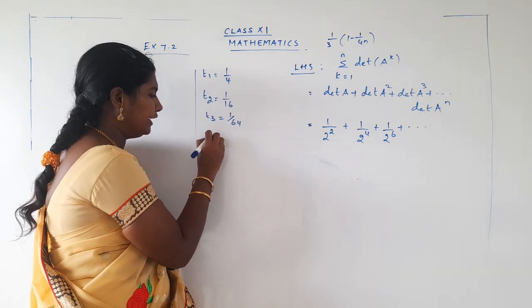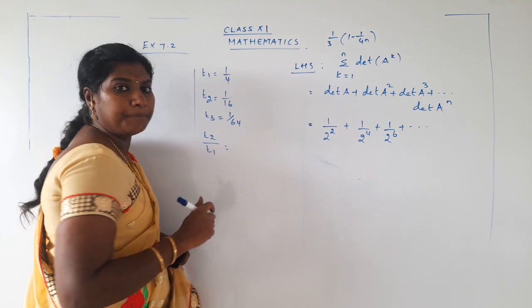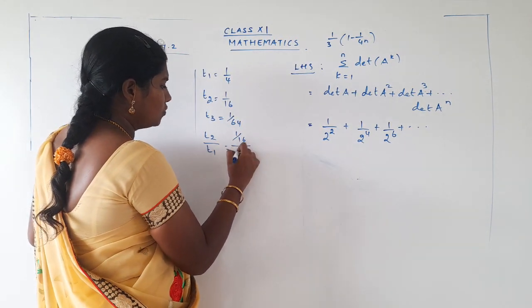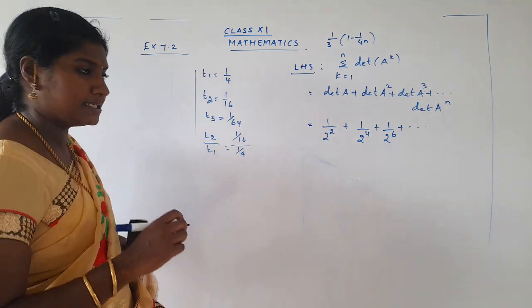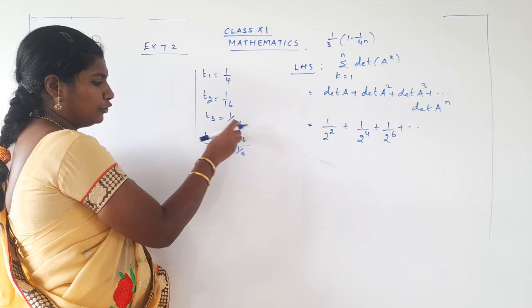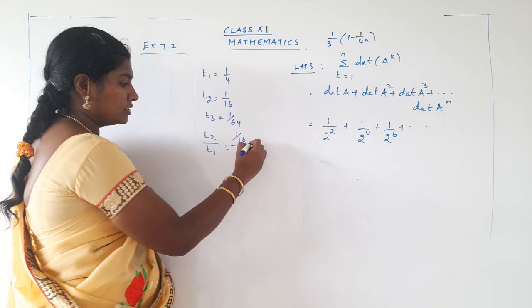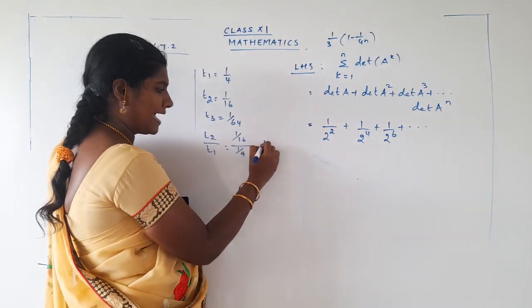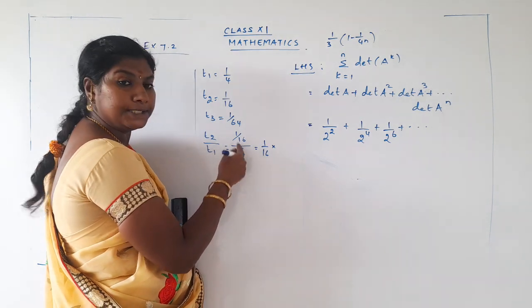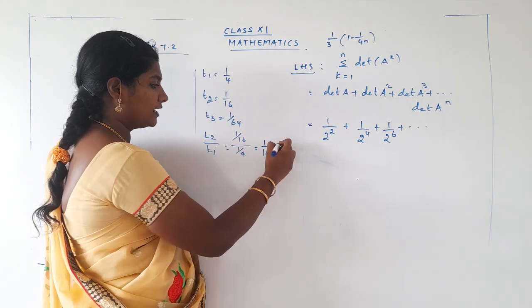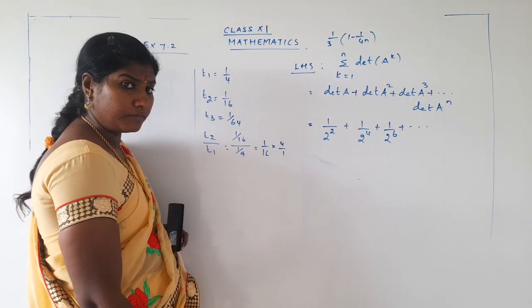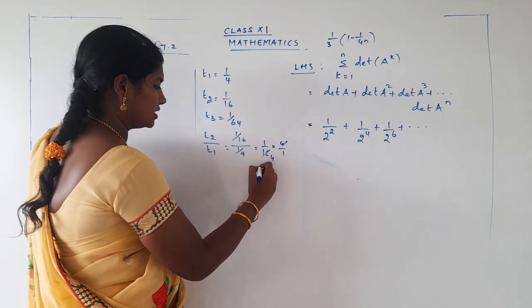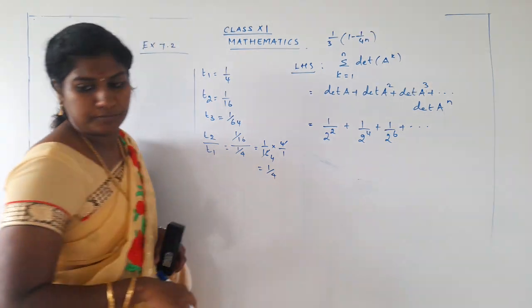Okay, I'll find T2 upon T1 first. What is T2 upon T1? 1 upon 16 upon 1 upon 4. Very easy, I have just substituted the value for T2 and the value for T1. So this is a fraction upon a fraction. Write the numerator part as it is, and you have to take the reciprocal of the denominator. So this becomes 4 upon 1. So what do I get? 4 ones are 4, 4 fours are 16. So this is 1 upon 4.